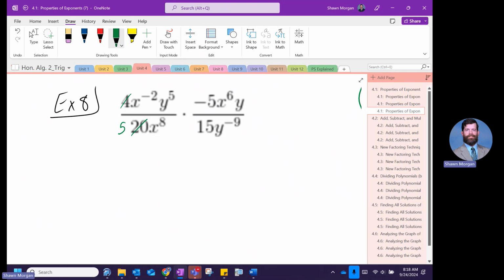Okay, so -2 take away 8 would be -10. So we're going to have x to the 10th on the bottom, perhaps. Another way of looking at that would be to say, hey, let me move that negative exponent down to the bottom and make it a positive. Okay, so we could have x to the 10th down at the bottom. I'm down with that.